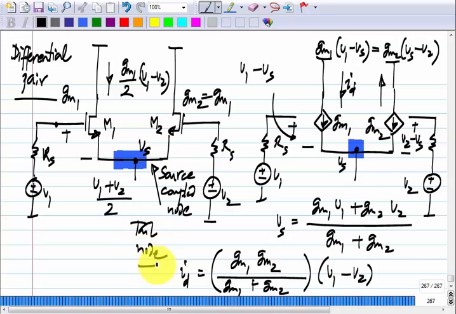So, we see that if GM1 and GM2 are identical, right, the tail node voltage is simply the average of V1 and V2. Okay. Any questions about this? Now, this is of course incomplete. I mean, this is the picture we want to have as the incremental picture. We have to now come up with appropriate biasing for this, right.